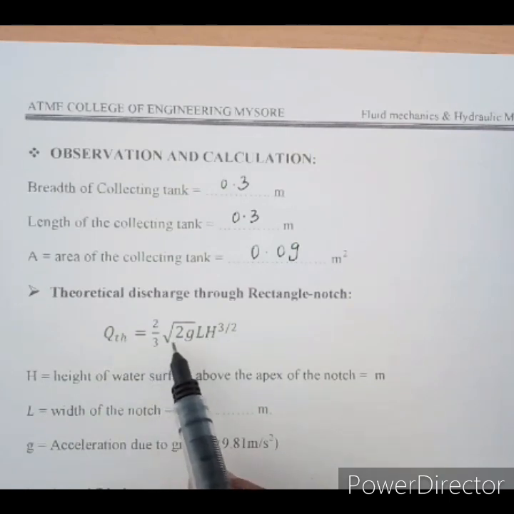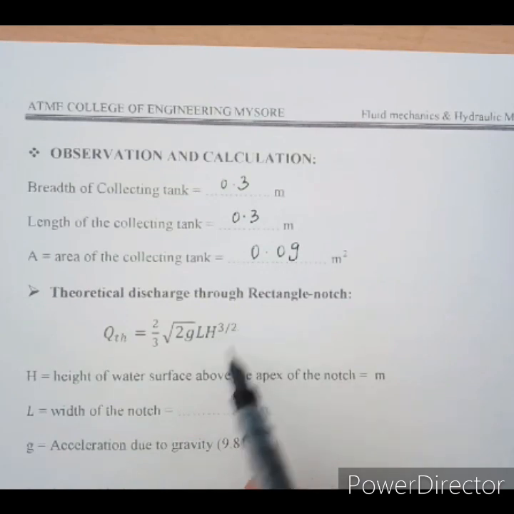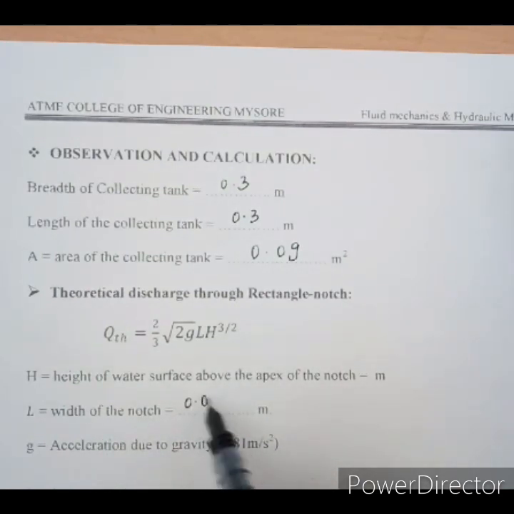The theoretical discharge through rectangular notch is given by the formula Q theoretical is equal to 2/3 times square root of 2g times L times H to the power 3/2, where L is the width of the notch, which is taken as 0.075 meter, that is 7.5 centimeters. We are going to write in terms of meters. H represents the height of water surface above the apex of the notch, or the head above the crest point in a rectangular notch.